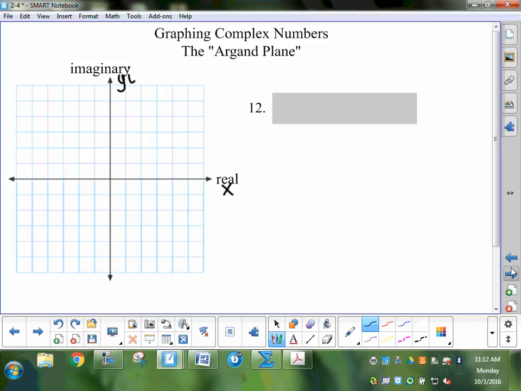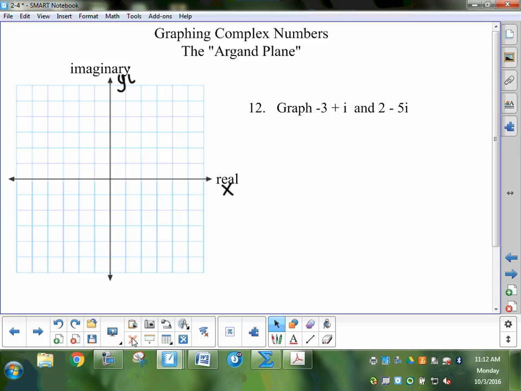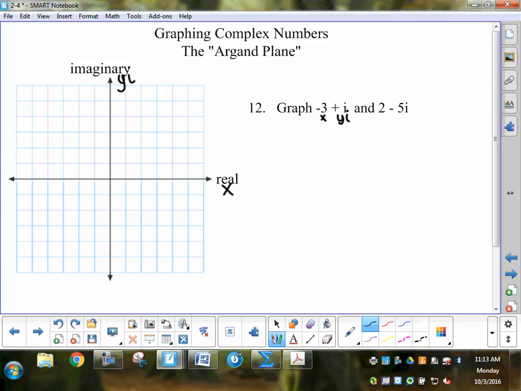Taking a look at what's here to start off, we've got 2 we're going to graph out. We've got negative 3 plus i. So if I'm graphing out negative 3 plus i, this is the x part and this is the y, the i part. We're going to go to where both of those conditions are satisfied. The x has to be negative 3, so I go back 1, 2, 3, and the i is positive 1i, so I go up here. This point here would be negative 3 plus i.